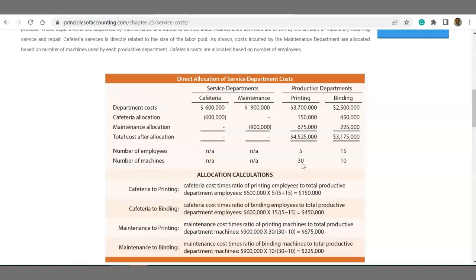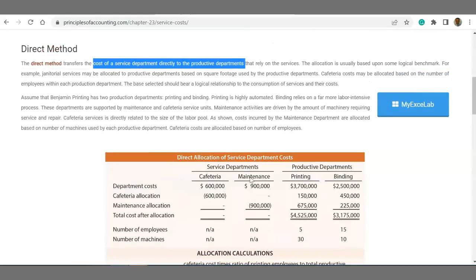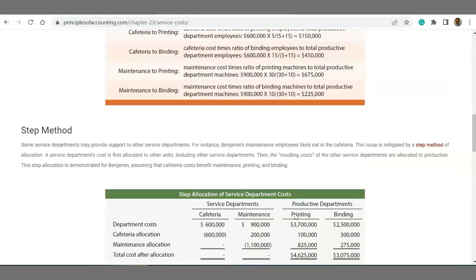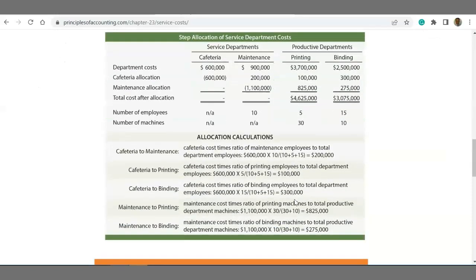So printing will take more, and depends on the management, the way they think, but direct method is the way it is. Looks like step method is a little bit more sophisticated, I believe.